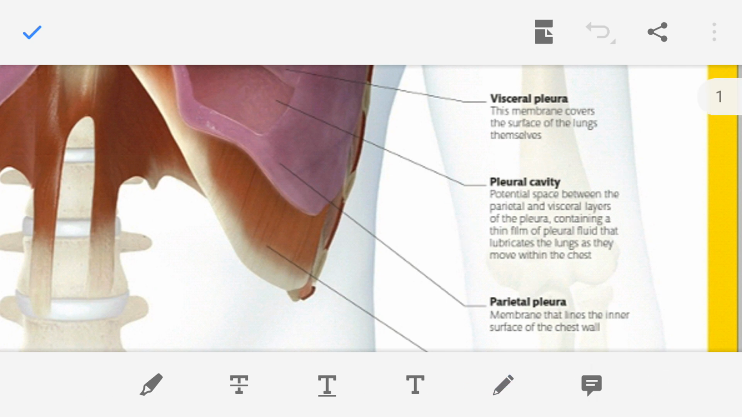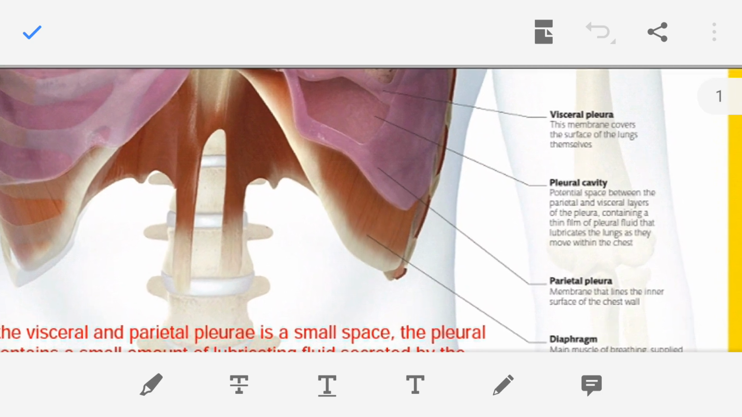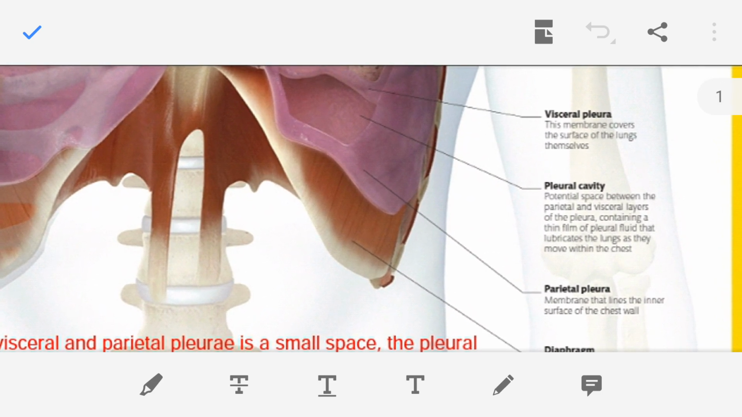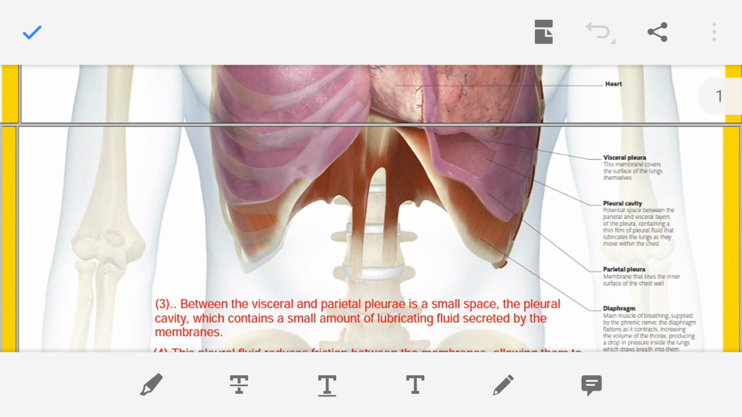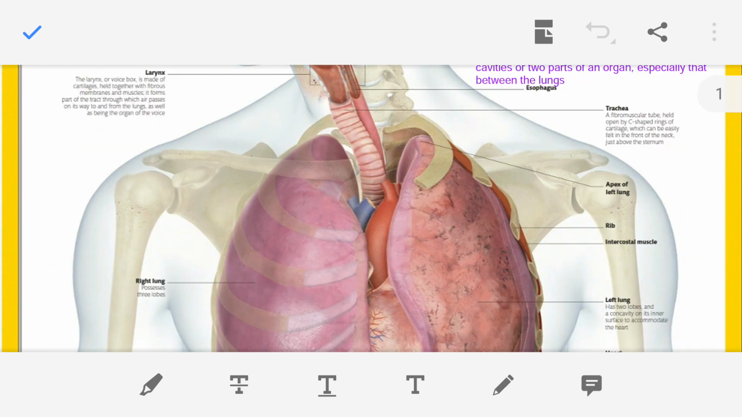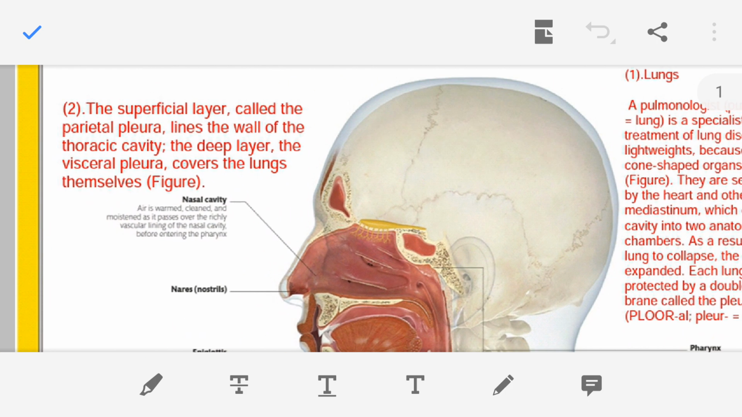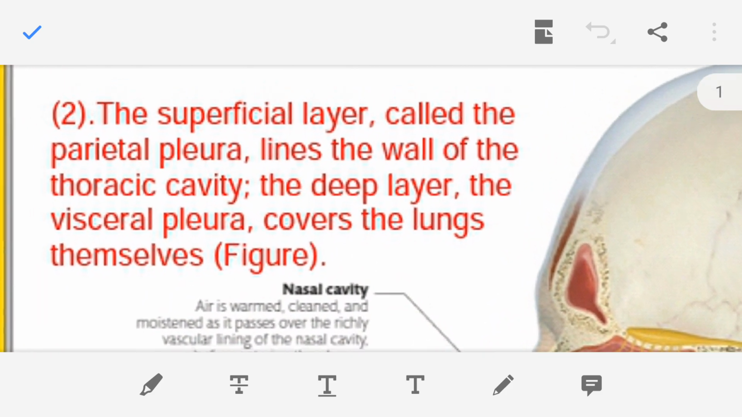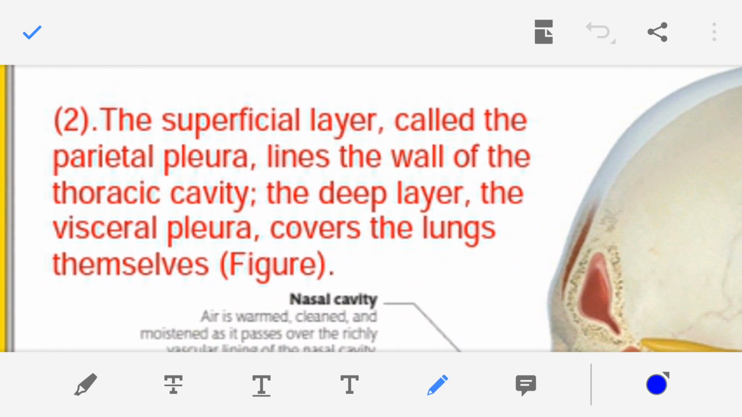So the fluid which is present between these membranes acts as a lubricant, and it reduces the friction between these two membranes. This point we have already discussed. I have shown you both the membranes, the parietal pleura and the visceral pleura.